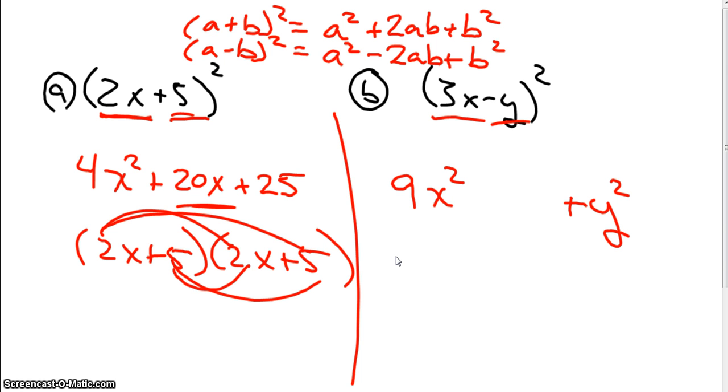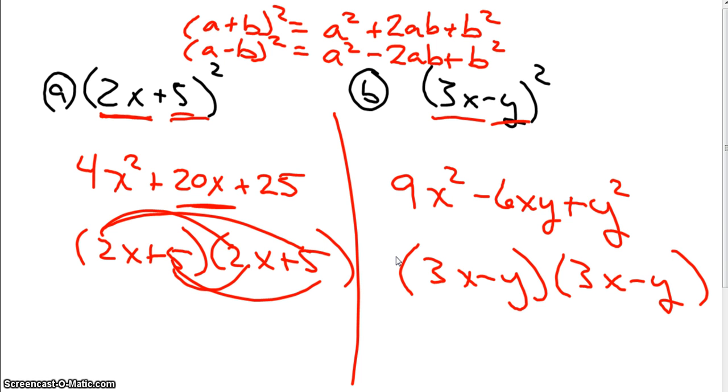Okay, and in the middle, we have 3x times negative y. What is that? Negative 3xy times 2, which is negative 6xy. Good. And so let's see that again. If we were to expand this and FOIL it, we would have, first, 9x squared, right? We would have 3x times negative y, which is negative 3xy, and we have it again. Negative 3xy is negative 6xy. Good. And then negative y times negative y is y squared, positive.